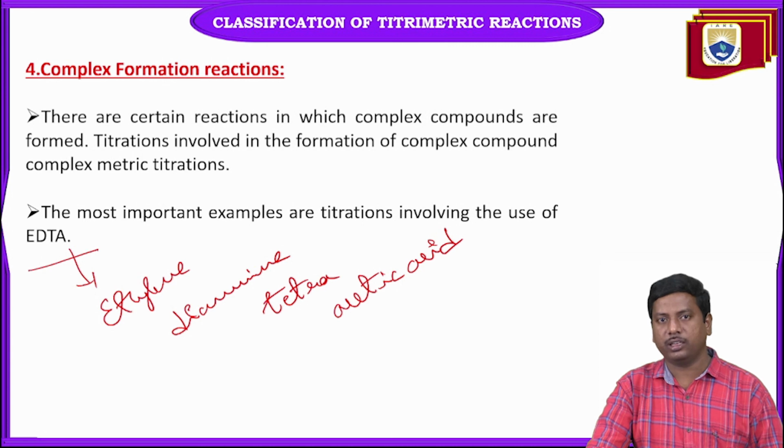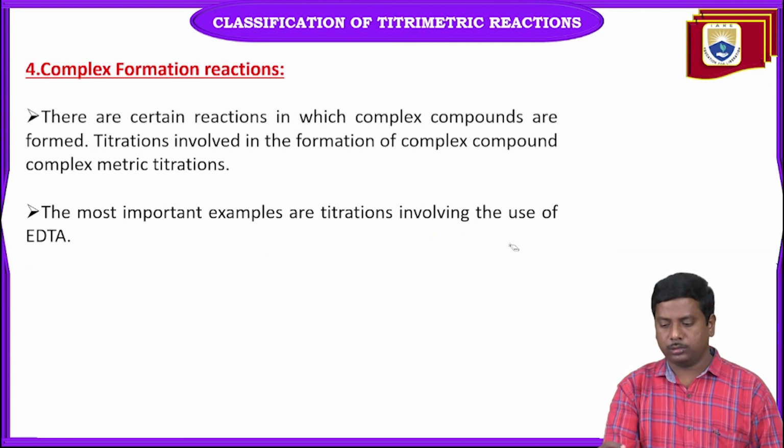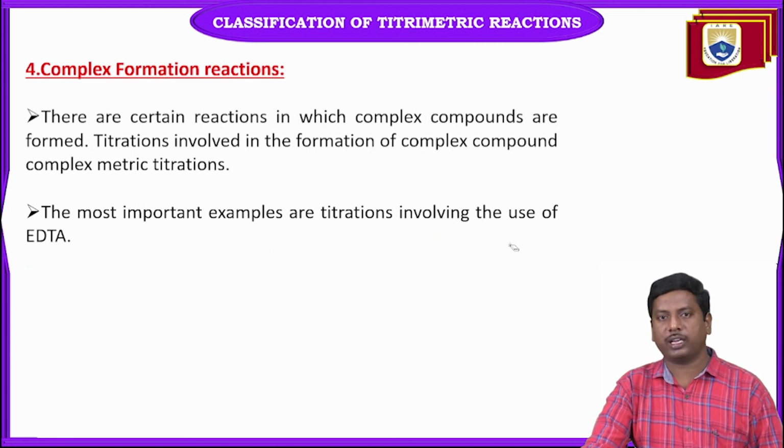So this covers the 4 types of chemical reactions involved in volumetric analysis. The first is neutralization, the second is redox reactions, the third is precipitation reactions, and the fourth is complex formation reactions.